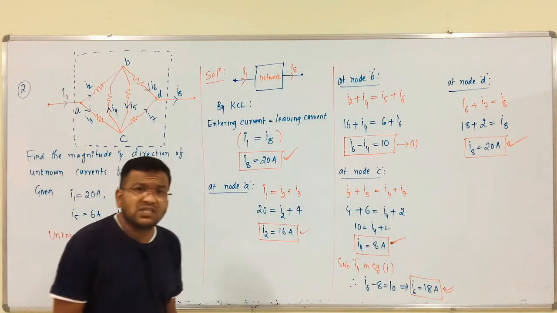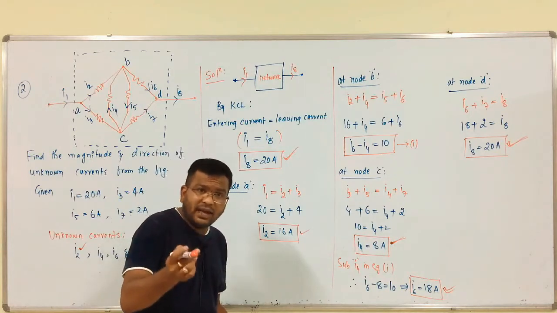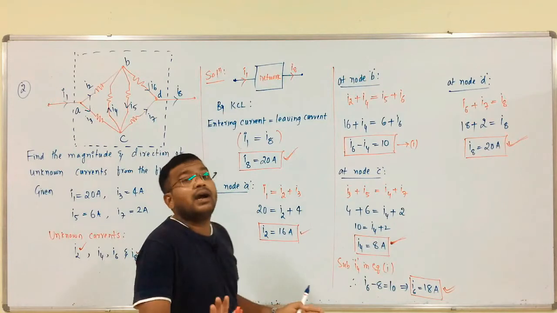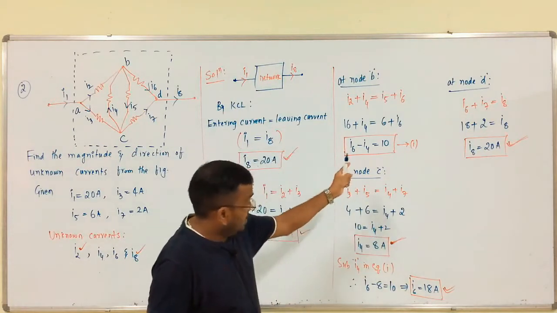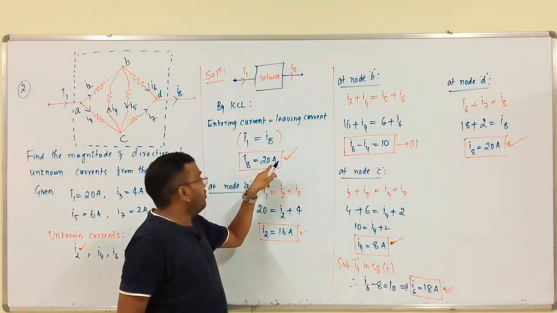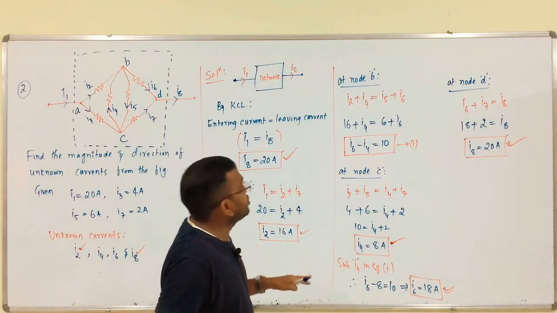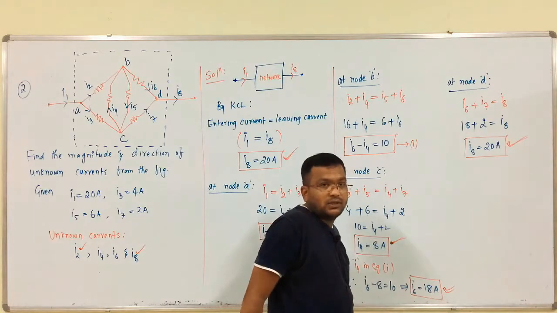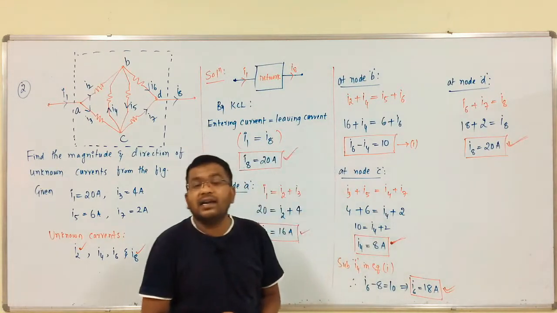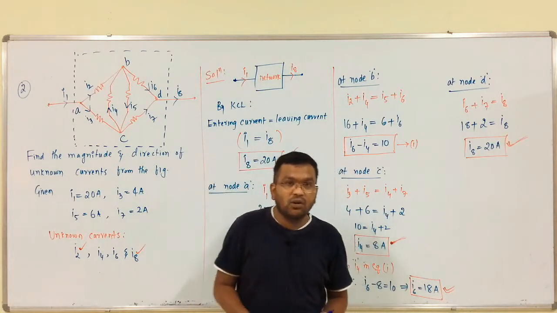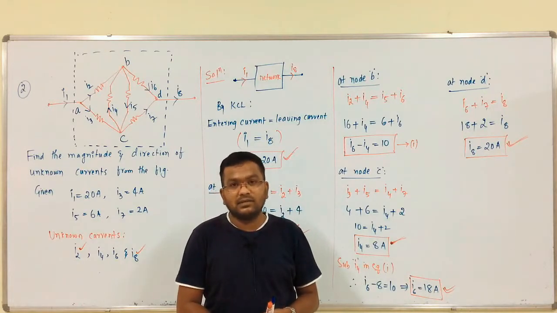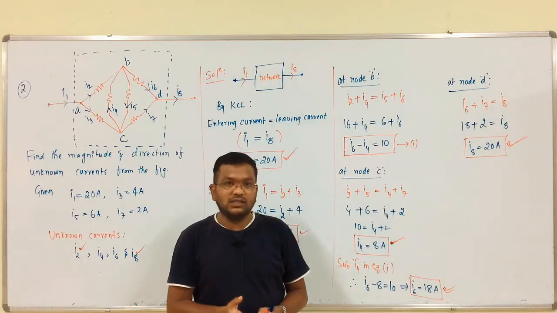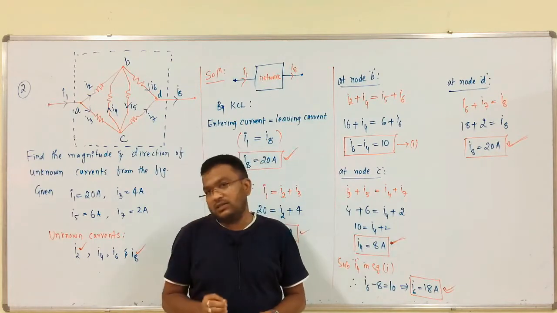Then what about the directions? The given directions in the problem are correct, because we got positive values of currents: plus 20, plus 16, plus 8, plus 18, plus 20. So, the given current directions in the circuit are correct. We can consider these as positive current directions.